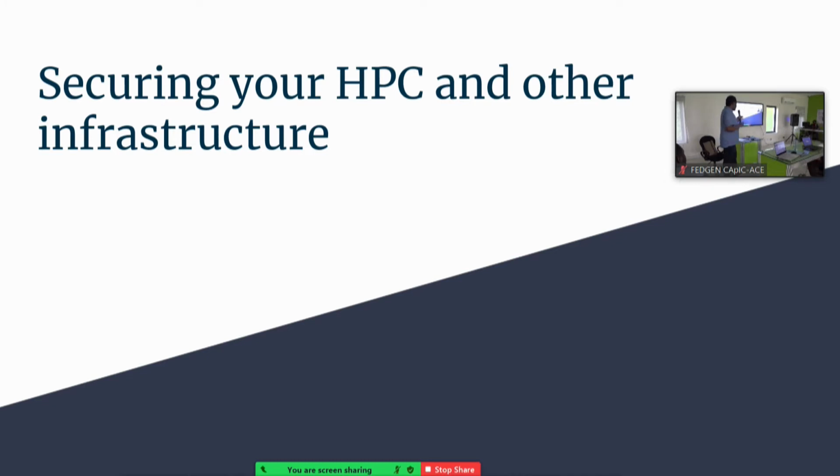But today, I'm going to be talking about security, specifically security on the HPC environment. The title of my presentation is Securing Your HPC and Other Infrastructure.